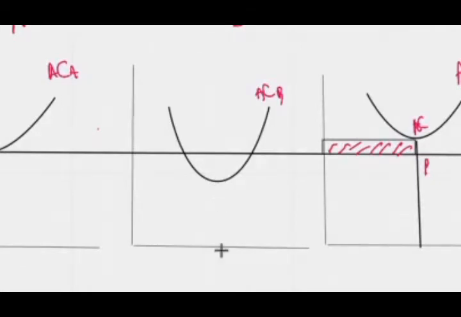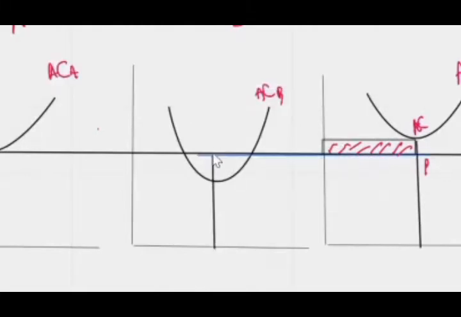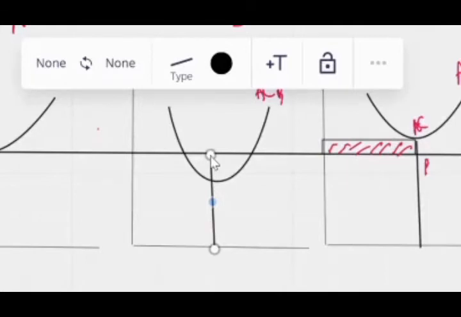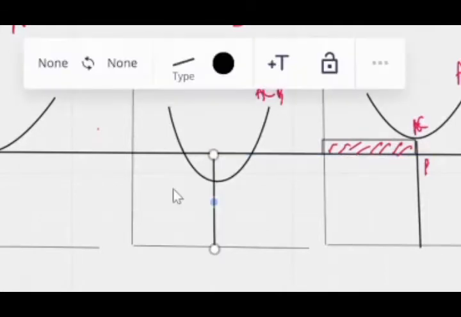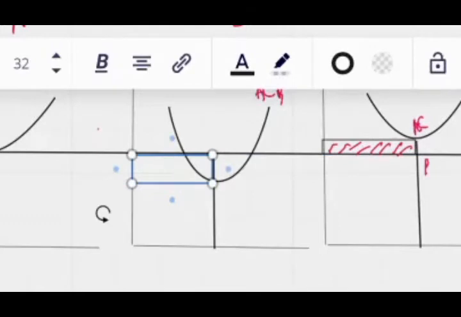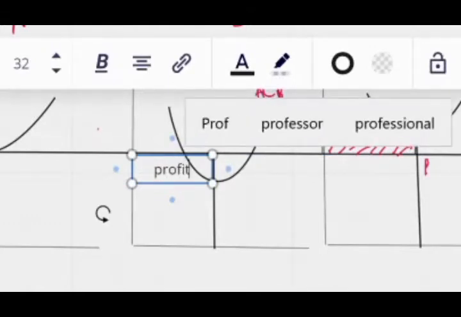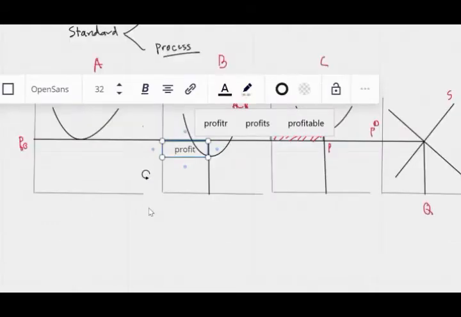He's going to produce, even if he produces here, he's going to make profit or not? Yes, sir. He will make profit. He will be making profit because his price is higher than the cost. So if you look at him, his price is higher than the cost. So this is the amount of profit. So this is his profit.